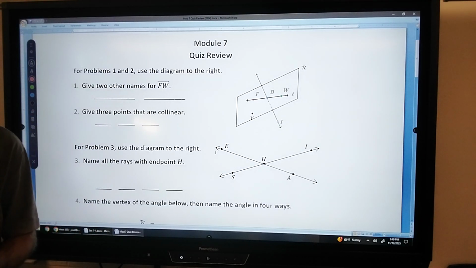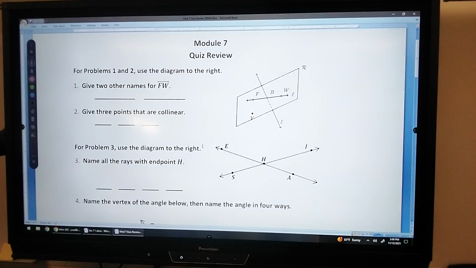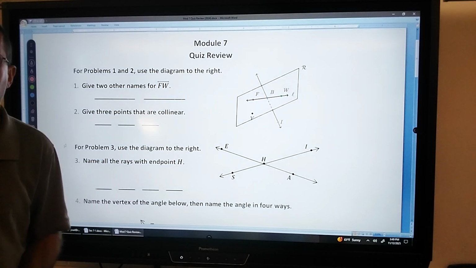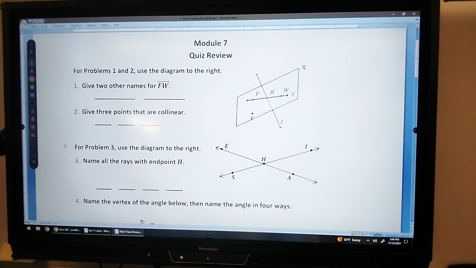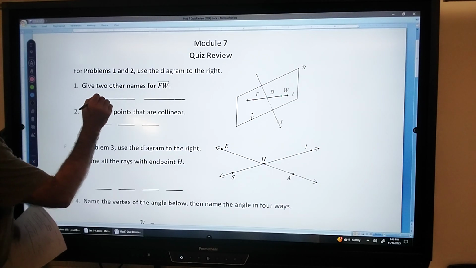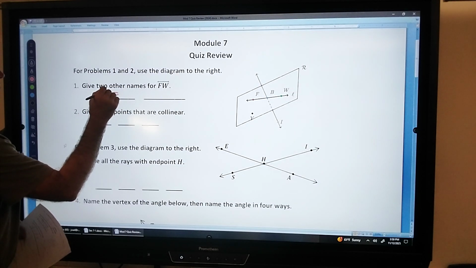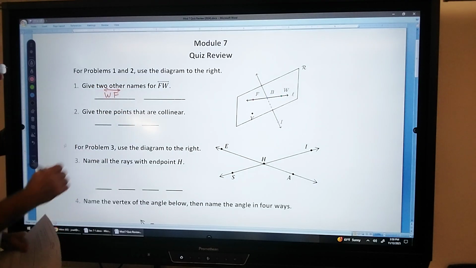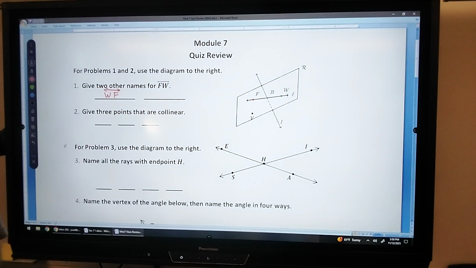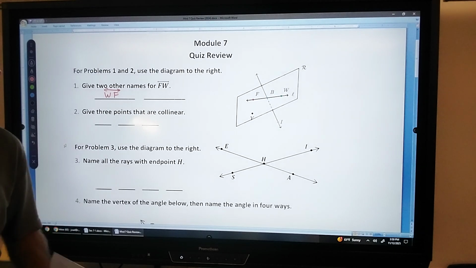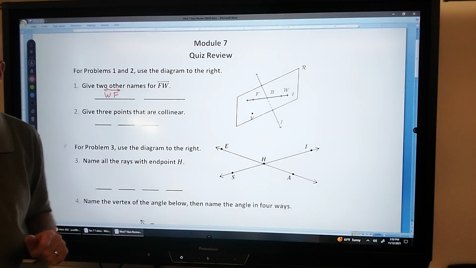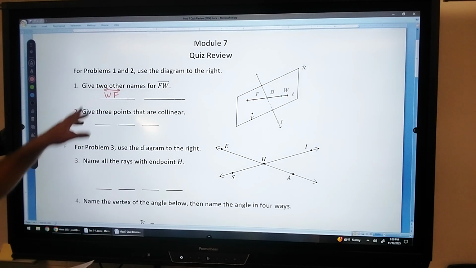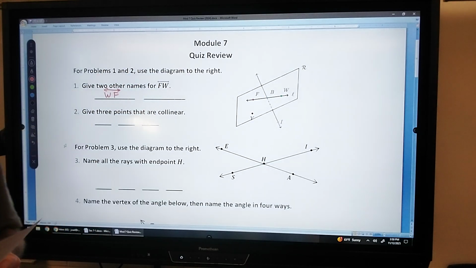Top of the page, here we go. Number 1 and 2 says we're going to use the diagram over there on the right-hand side. It says to give 2 other names for line FW. So your first option is pretty simple. Your first option is to simply turn the letters around and make sure you have the same notation above the letters. That's the notation for line, the double arrow. So all we do is take those 2 letters and switch them around.